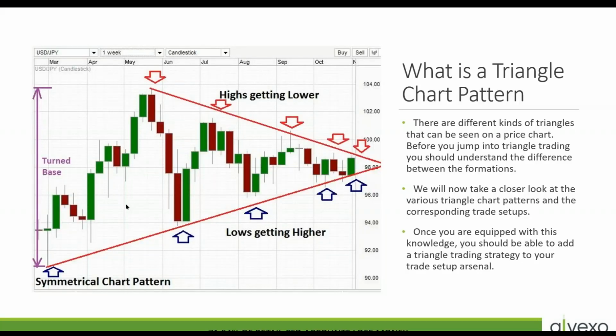So as we can see, we have an upper line and a lower line, all converging to form an apex. What we're looking at is actually typically called a symmetrical triangle, because the angle of the upper and the lower line are at the same degree.